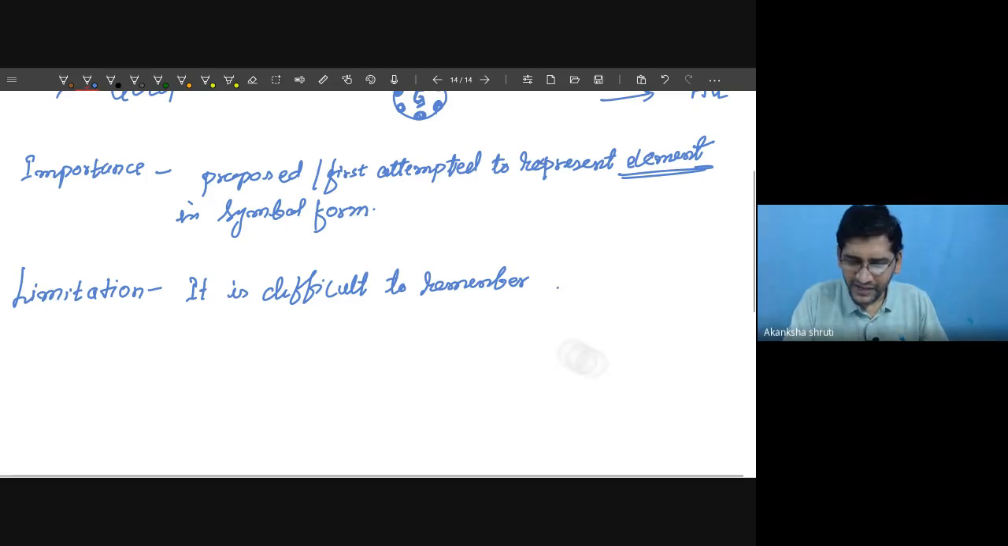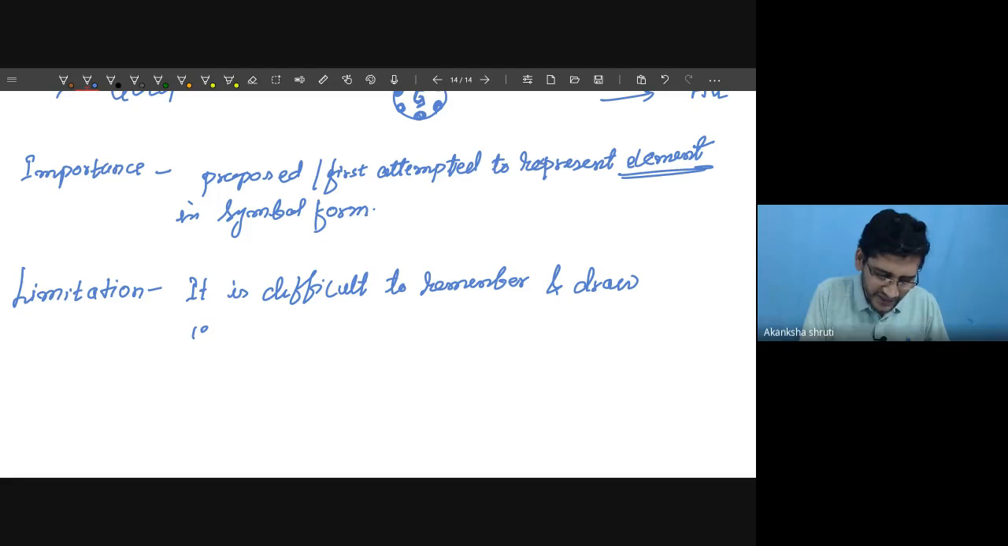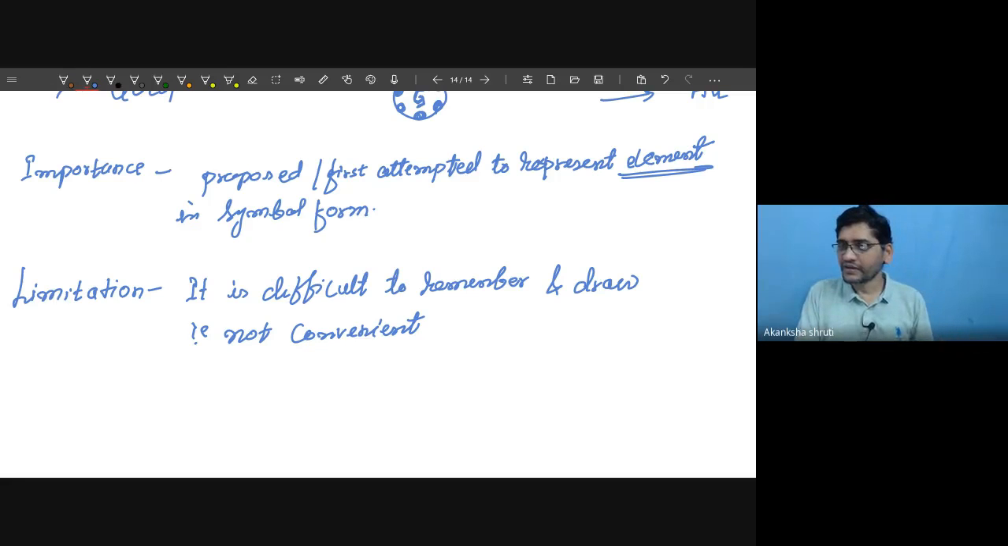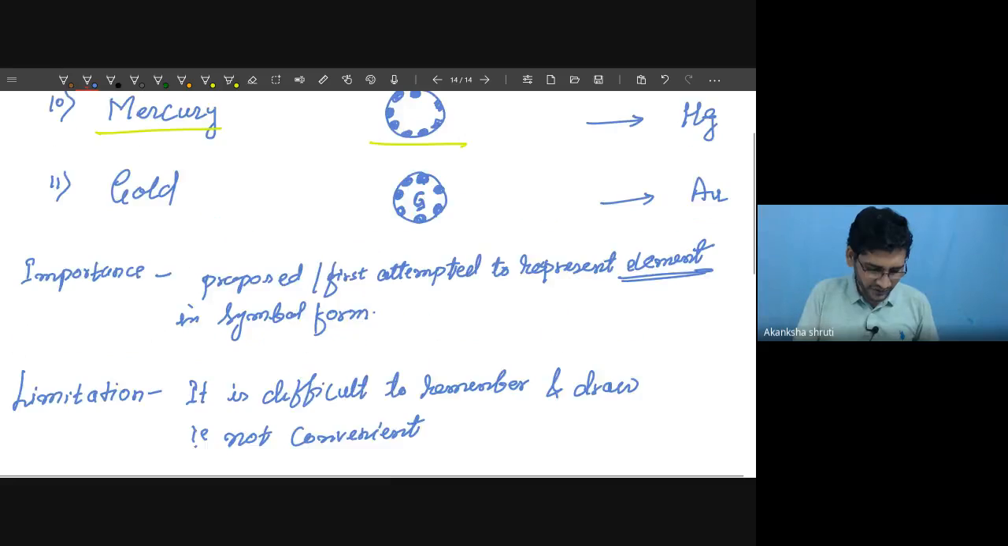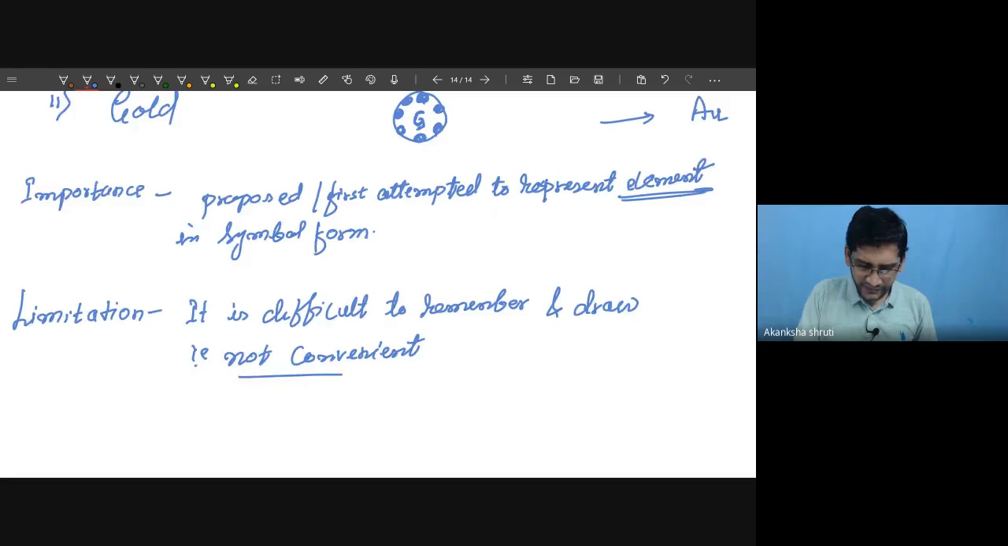Remember this symbol and draw both. It is not convenient to write these symbols. Therefore, considering the convenience, other scientists started thinking to represent these elements in a simple form.